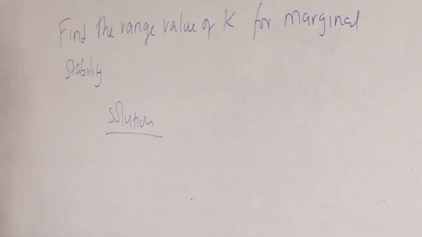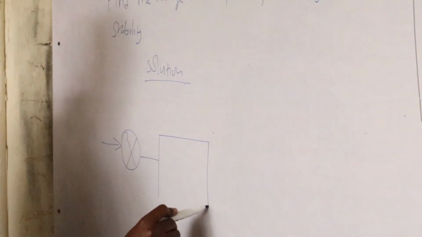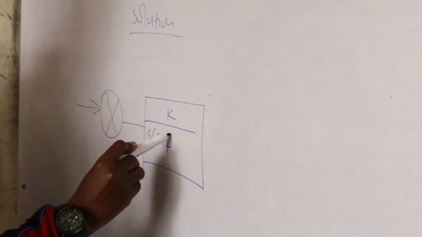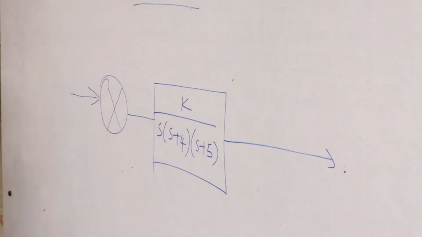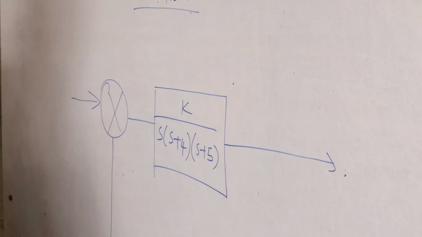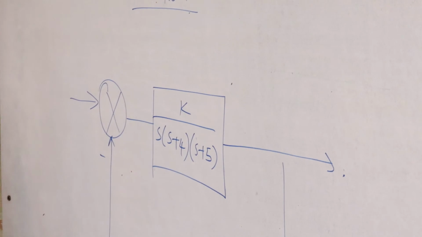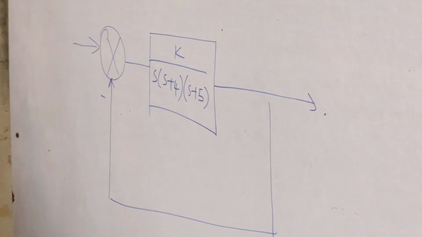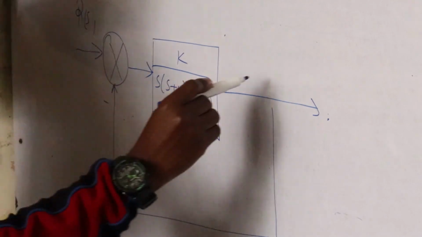The solution. For you to do that, the first thing we can do is draw this, so that we have K all over S into (S plus 4), (S plus 5). Then we have been told that it is unity feedback and it is negative. Is that okay? Then that is what we are going to have. So this is R of S, then that is the comparator, and this is C of S.